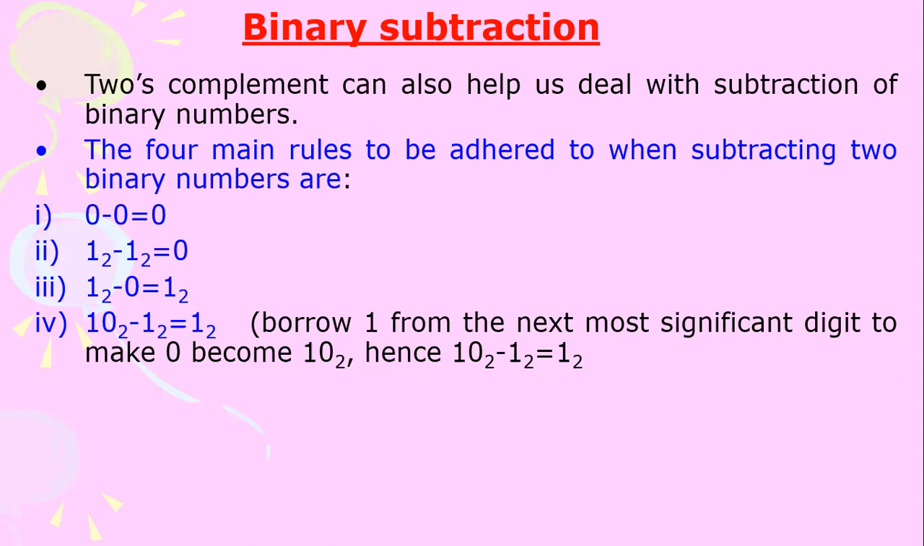Remember, if you add 1 plus 1, it gives you 0 carry 1. But because we are subtracting, we now borrow 1 from the next most significant digit, which is 1. We add it to 0. That gives us 1. And therefore, what we get is 1, 0. When you subtract 1 from it, we get 1.